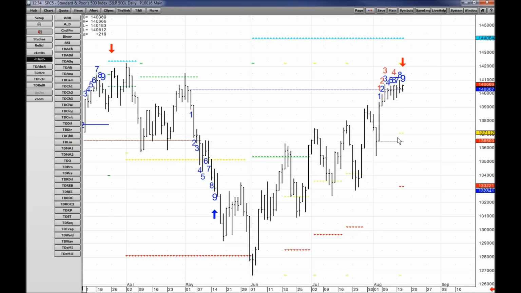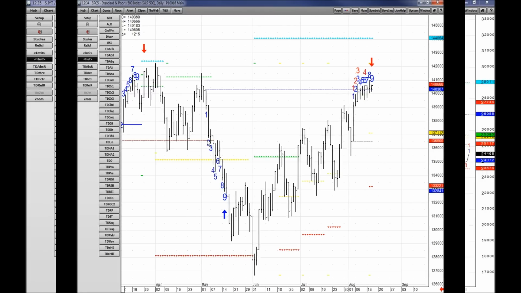If we break these levels here, then 1332 starts to become realistic relative to where we could get a counter trend rally. A break of this would start to question the uptrend. A break of this would also question the uptrend in a similar manner to this point here.